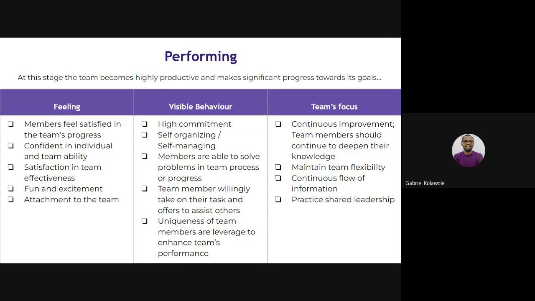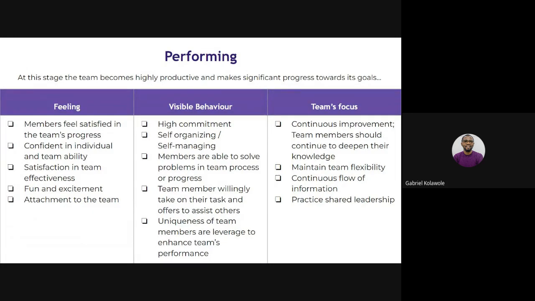And that is where, I don't know if this has happened to anybody before, when your team starts performing at a very good point, if they want to take you out of that team, you struggle. You don't take me out of this team. You are now bonding and aligning with the team. And visible behaviors: high contentment, self-organizing and self-managing. Members are able to solve problems in team process and progress. Team members are willing to take on tasks and help one another.